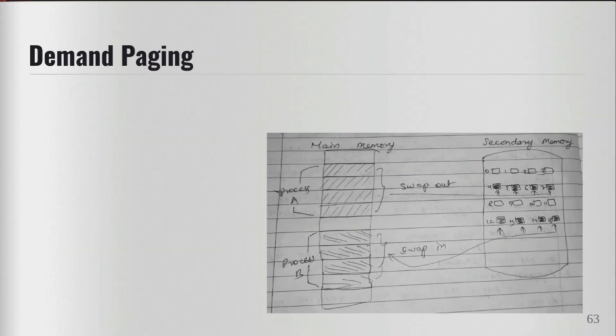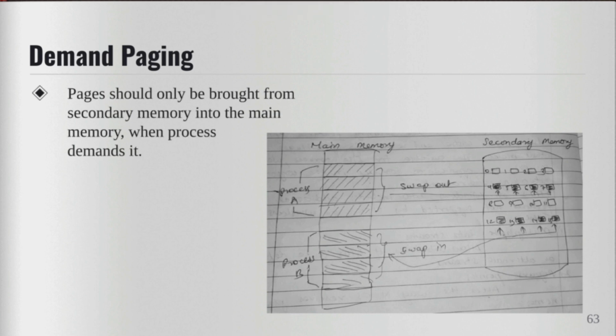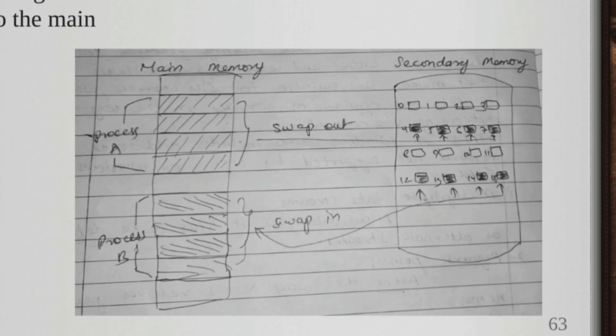Hello and welcome everyone. In this video, we are going to talk about demand paging. Demand paging means that the pages should be brought from secondary memory to the main memory only when the process demands it. Okay, so let's say you have a secondary memory and then you have the main memory, and you have process A and process B.